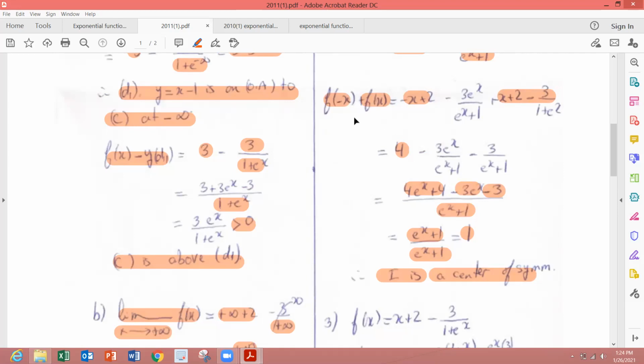Any questions about the center of symmetry? Haikas, any questions? No, Ustaz.